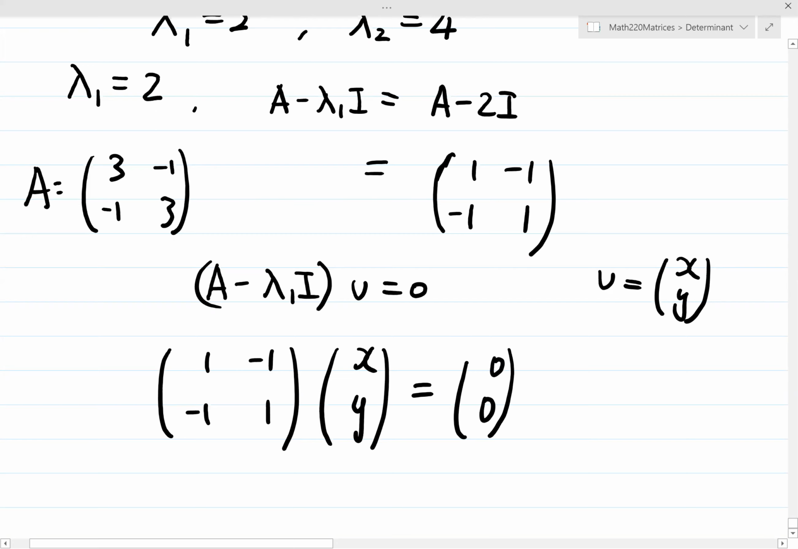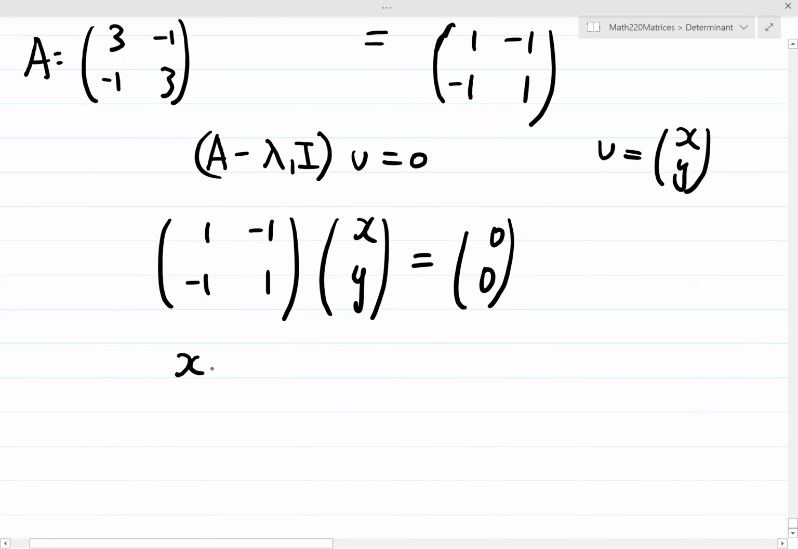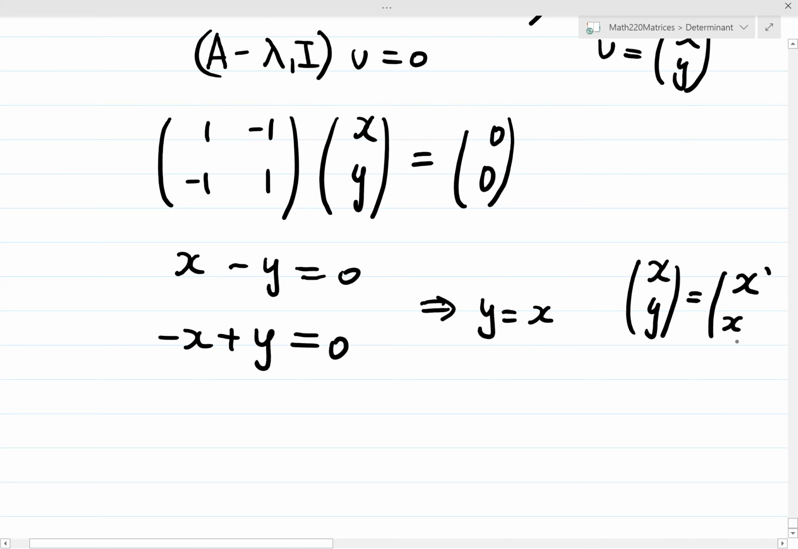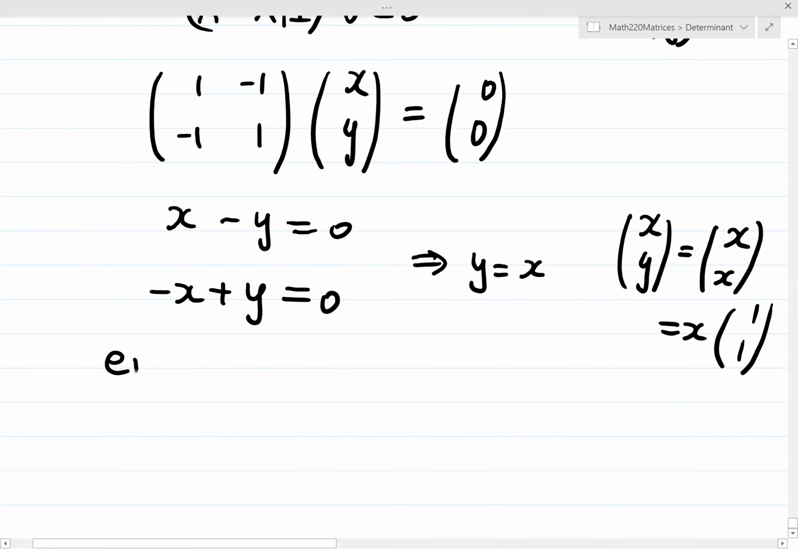Now what you solve: equation 1 is x minus y is 0, equation 2 is negative x plus y is 0. They are not linearly independent, of course, because the matrix is singular. So we only solve equation 1 and get y equal to x. So the vector (x, y) will be (x, x), which is x multiple of (1, 1). So we can choose the eigenvector.